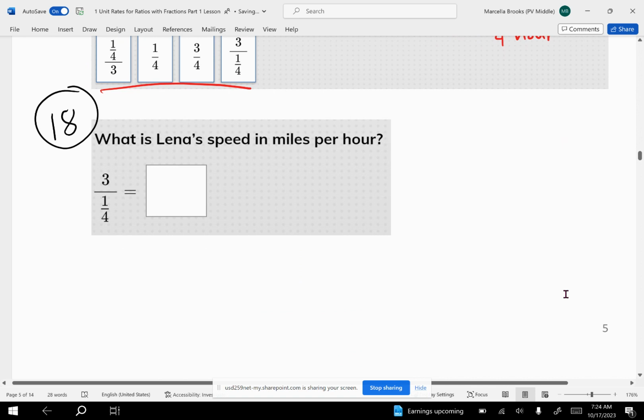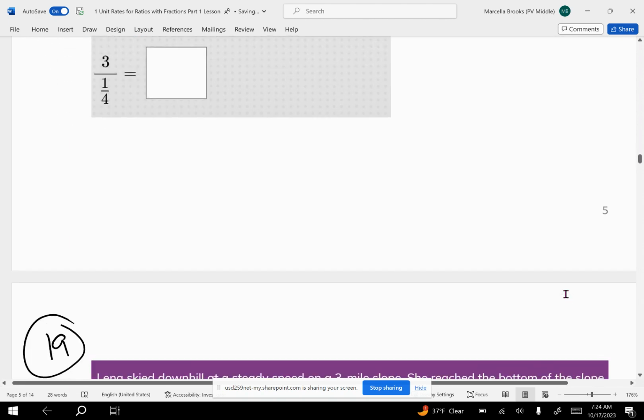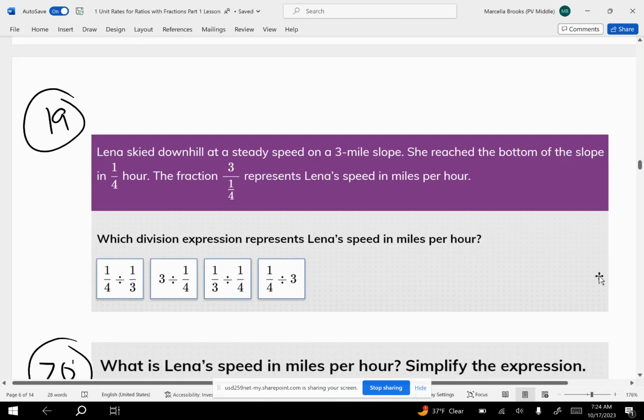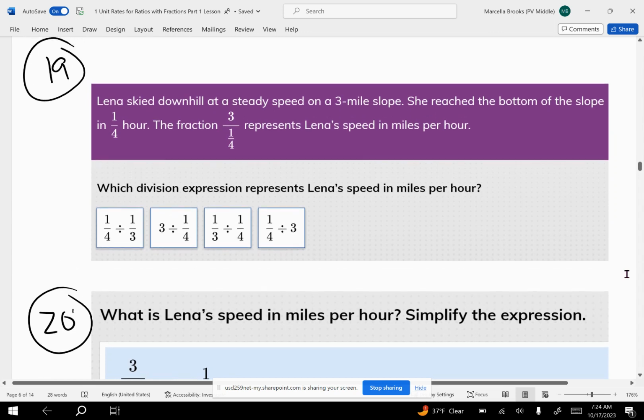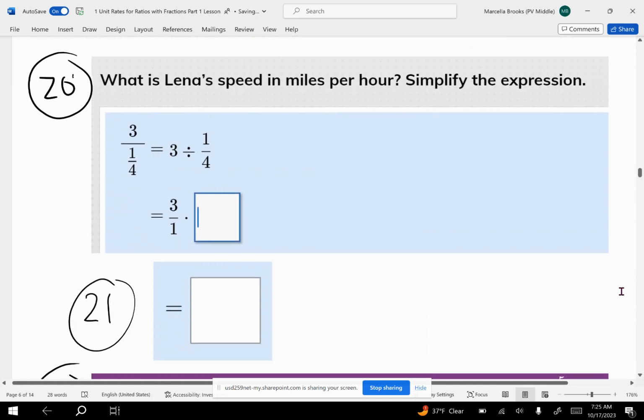What is Lena's speed in miles per hour? 3 divided by 1/4. And then it wants you to break it down. It basically gives you the answer here. So which division expression shows her speed in miles per hour? The fraction 3 over 1/4. Remember, our given rate is 3 over 1/4. So which one shows that? This one, this one, this one, or this one? And then you calculate it. 3 divided by 1/4.